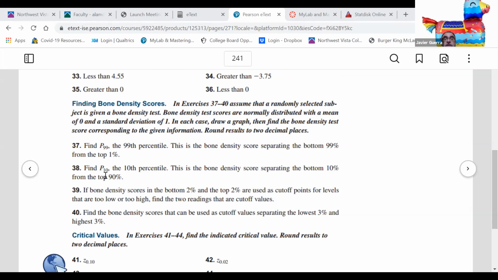You don't have to do that. Just remember, we're going to just go ahead and leave it as is. All right, 37. It says find P99, the 99th percentile. This is the bone density score separating the bottom 99% from the top 1%.